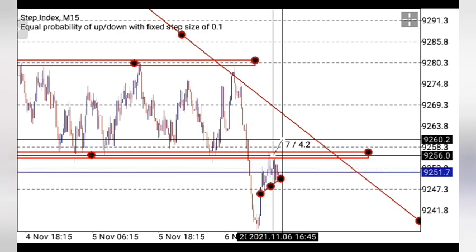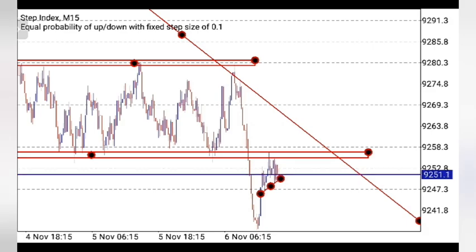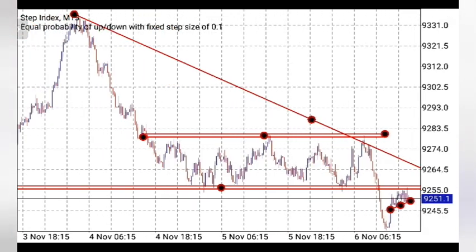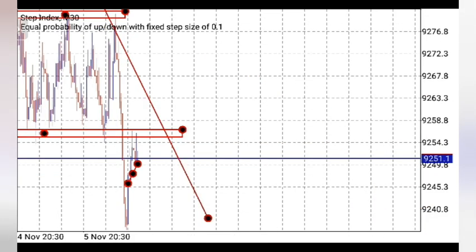Guys, this is how I trade Boom and Crash. Let me make a recap so that you don't get confused. Maybe anything you did not get, you get it now. I'm just making this recap. This is Step Index. I come from my 30 minutes time frame. I can see it obviously.